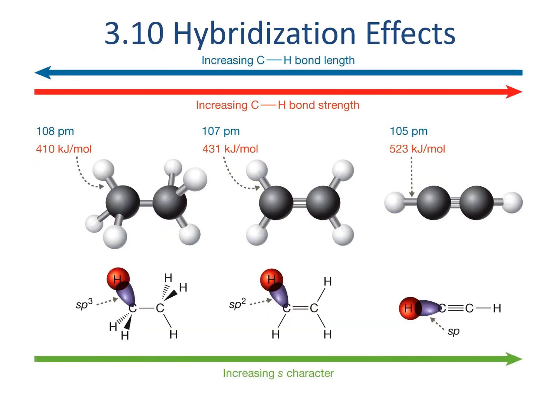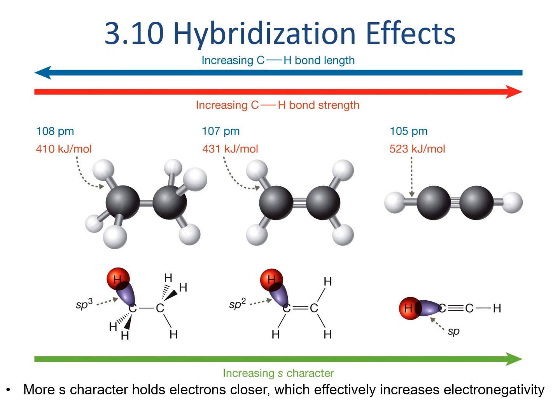The more s character an orbital has, the closer the electrons are held. These are functionally more electronegative, so an s orbital can stabilize more negative charge than a p orbital, and everything else in between follows the same trend. sp orbitals are more electronegative, but that also means that an H attached to an sp orbital is easier to remove, since we can more easily stabilize the anion that's left behind.